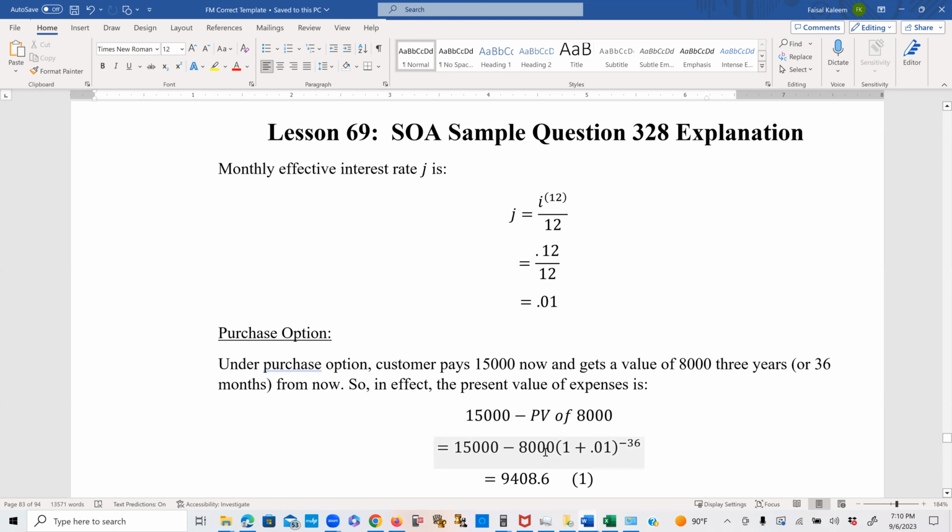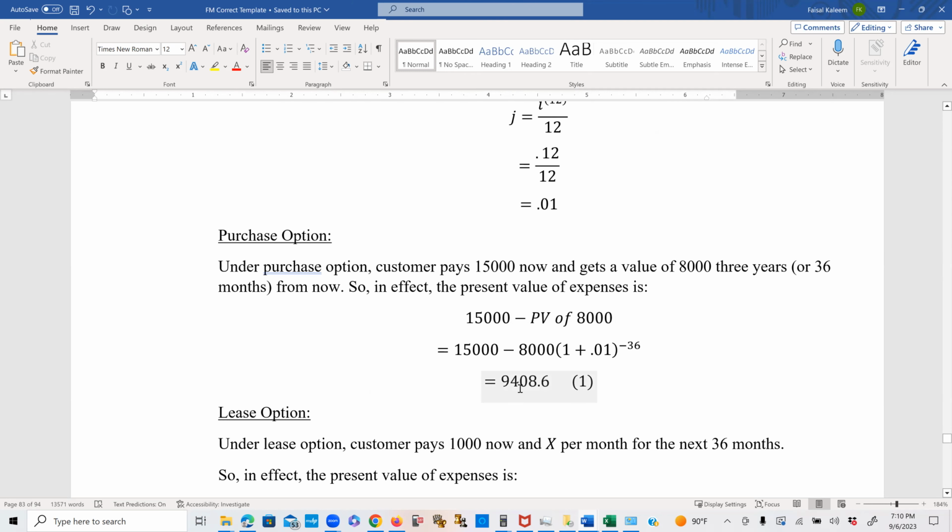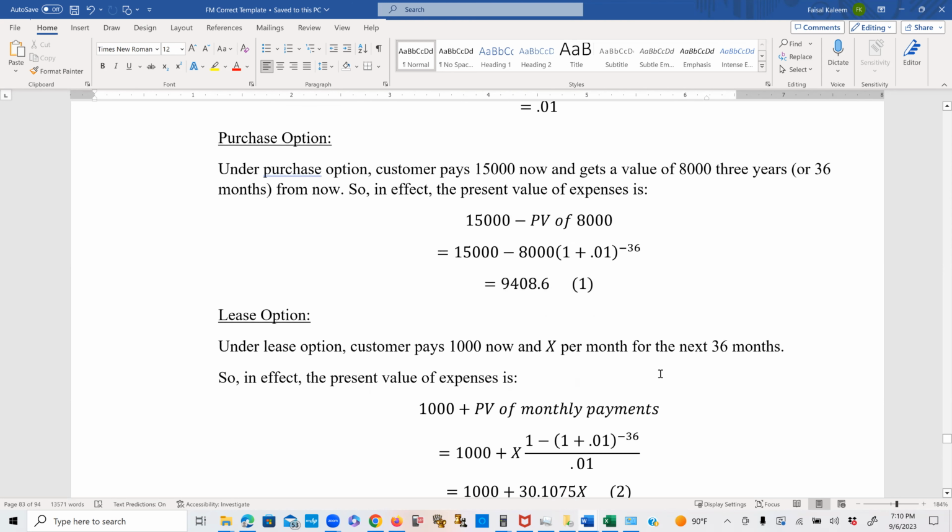So its present value would be 8,000 times (1 plus J) to the negative 36. And so your net expense under this option is 9408.6. Under the lease option, you pay 1,000 now and X per month for the next 36 months, and then you have no value afterwards.